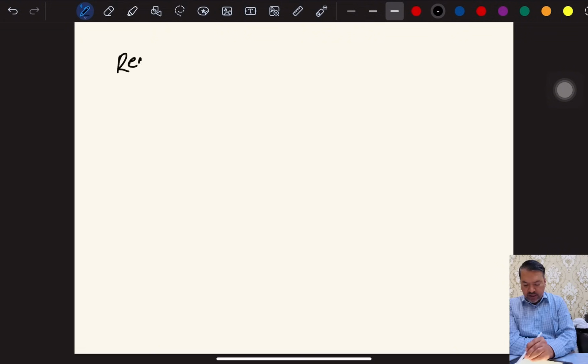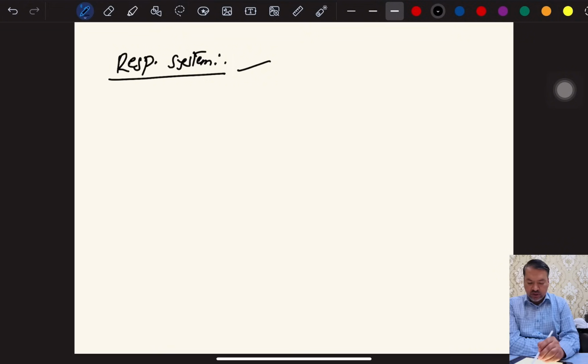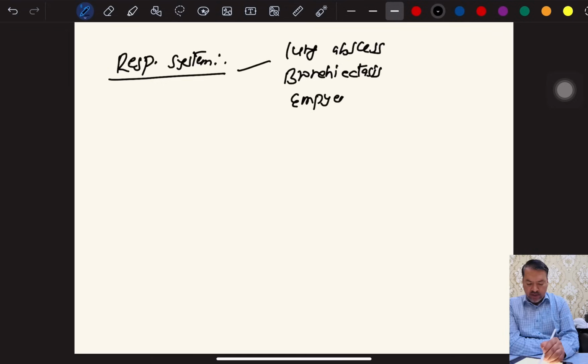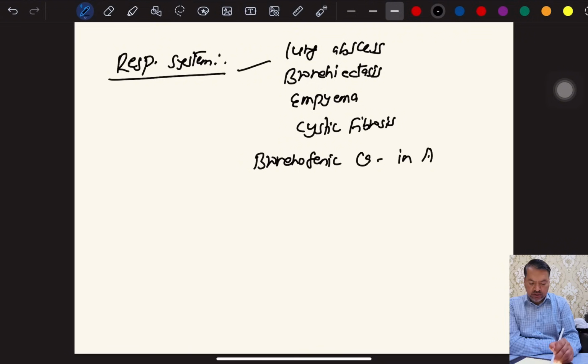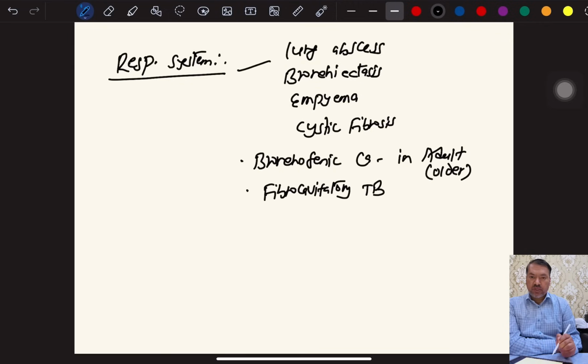See here. So from the respiratory system, dear students, in case of pediatric age group, these are called suppurative lung disorders like lung abscess, bronchiectasis, then empyema, and even cystic fibrosis. Okay, it can occur in adults as well. Another disease which is very prominent in adults, especially the older people, is bronchogenic carcinoma. Sometimes the fibrocavitary tuberculosis can also result in clubbing, and clubbing is because of the chronic hypoxia.